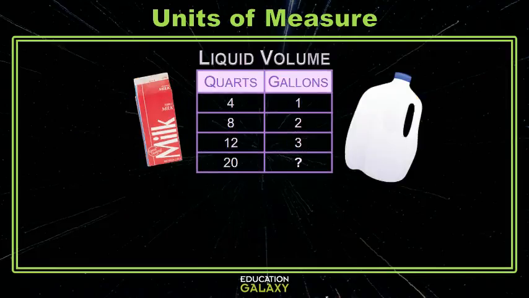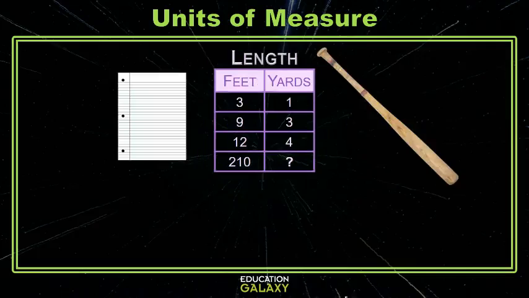Let's try one for volume. You're familiar with milk. Maybe you've seen a quart of milk and a gallon of milk. The gallon's bigger, right? So we're going from this smaller unit to this bigger unit. Well, how are we going to do that? If you said divide, you are correct. And we are given again that there is 4 quarts in 1 gallon, so we know that we can just divide by 4. And 20 divided by 4 is 5. So 5 gallons in 20 quarts. Pretty easy, right?